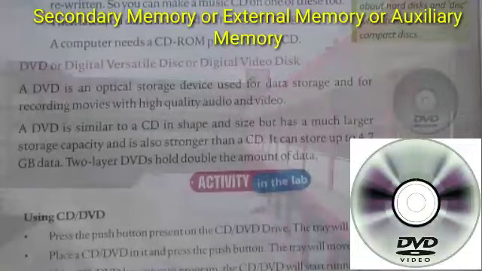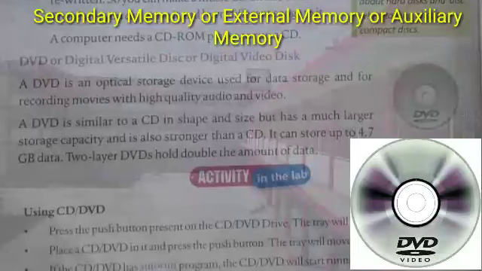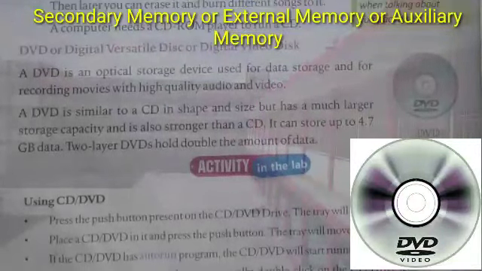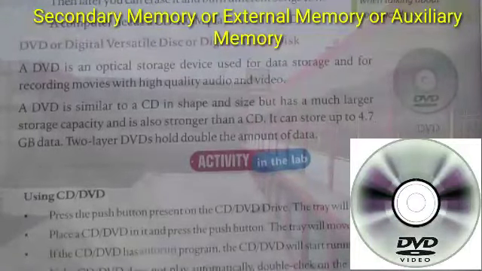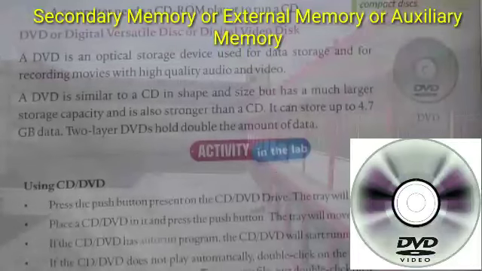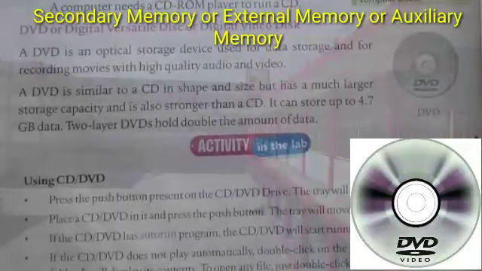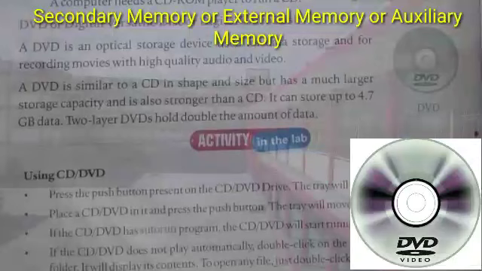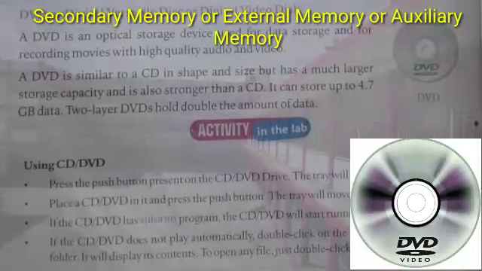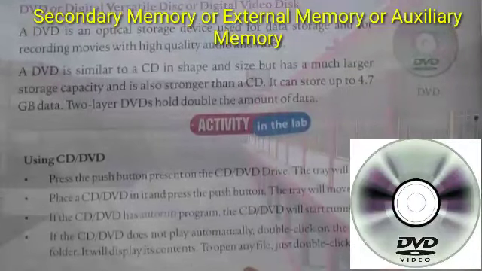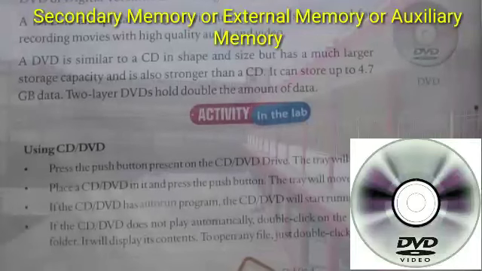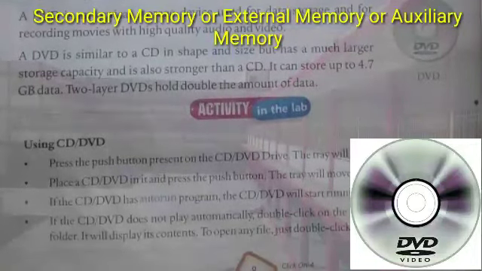DVD, or digital versatile disc or digital video disc. A DVD is an optical storage device used for data storage and for recording movies with high quality audio and video. A DVD is similar to a CD in shape and size, but has a much larger storage capacity and is also stronger than a CD. It can store up to 4.7 GB of data. Two-layer DVDs hold double the amount of data.